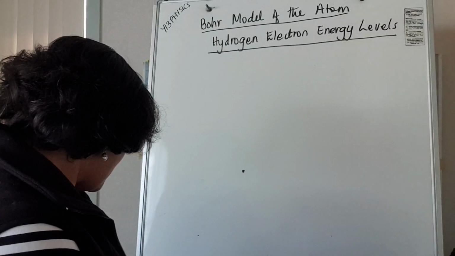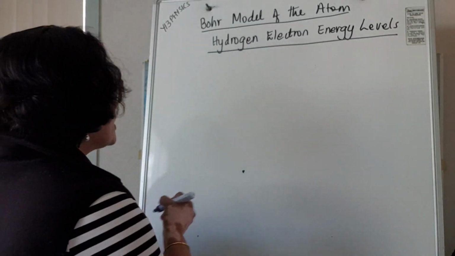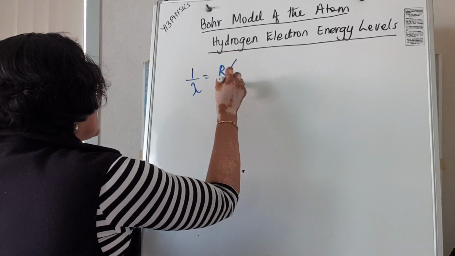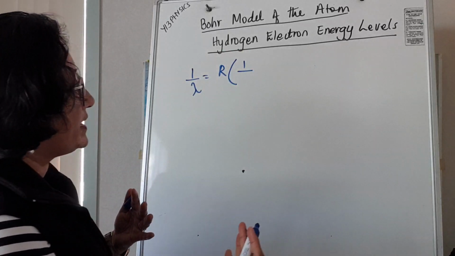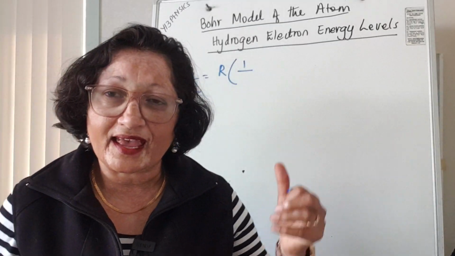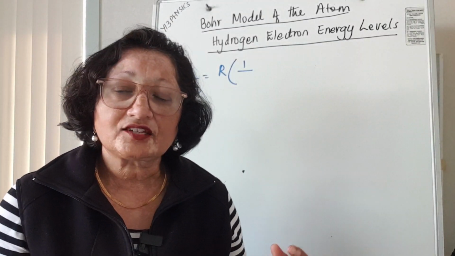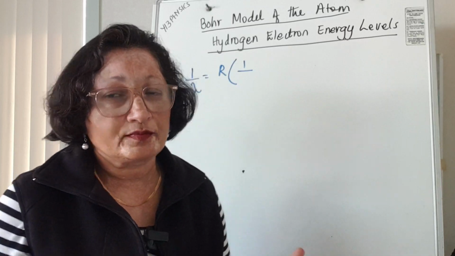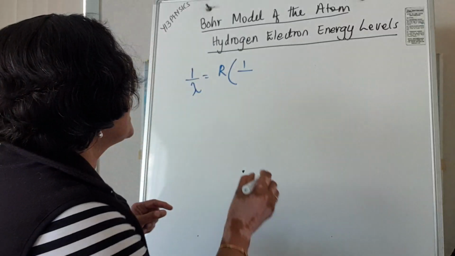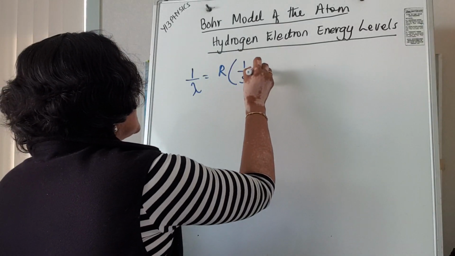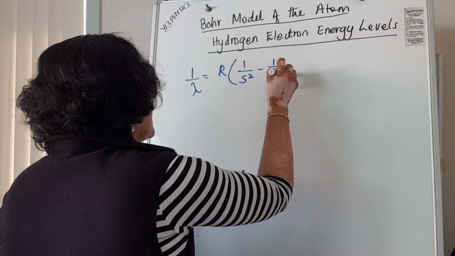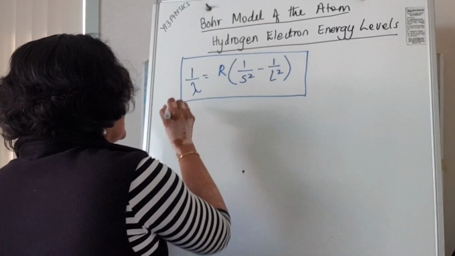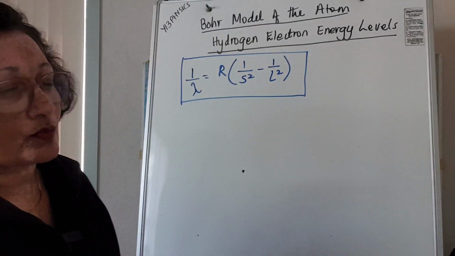The formula that Balmer came up with for the wavelength was 1 over wavelength equals Rydberg's constant times (1 over 2 squared minus 1 over L squared), where L is the line number. Later on, when they found other series, they came up with a generalized formula where instead of 2 squared, they substituted S squared, which is the series number, minus 1 over L squared. This is the empirical formula they used for wavelength.